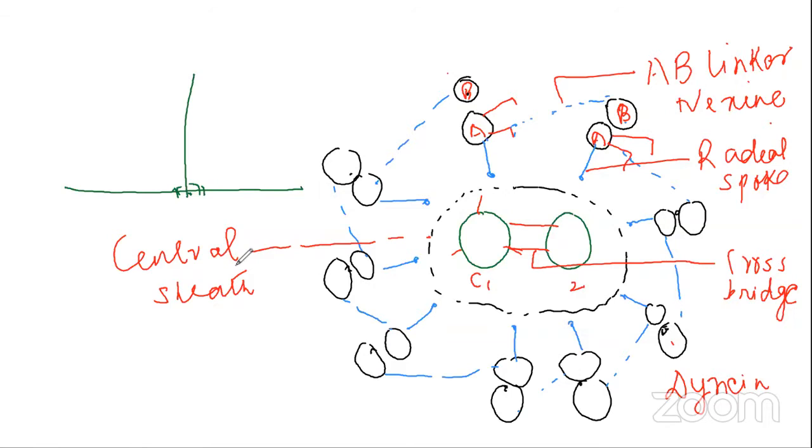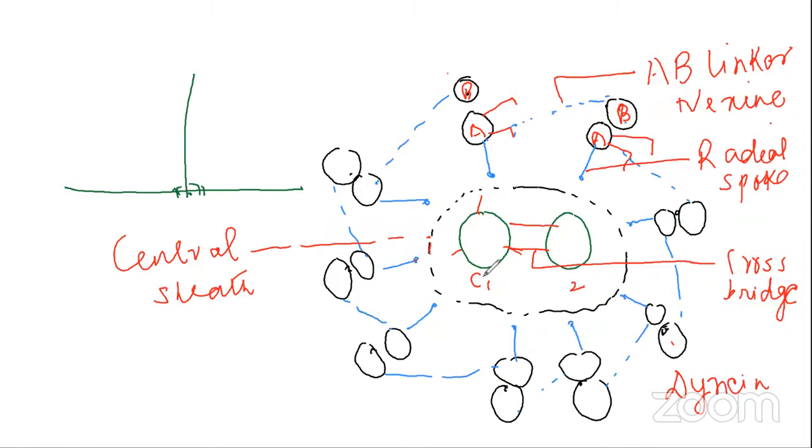So how does it function? What happens is, when the structure has to move, the radial spokes strike the central sheath, and when the central sheath is struck, the inner microtubules move, and because of this, the entire structure moves. Like how a wheel moves, the internal structure, the one which is inside, moves first, and then that causes the movement of the whole structure. So that is how this moves.